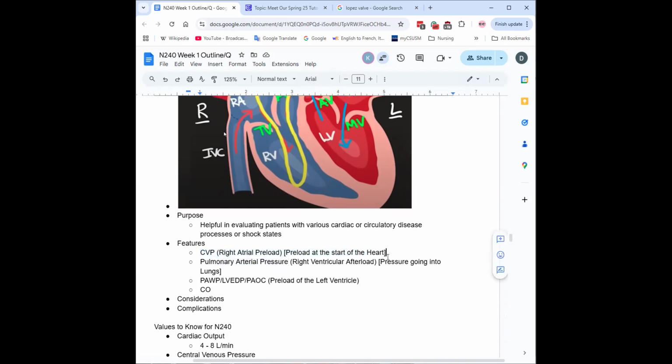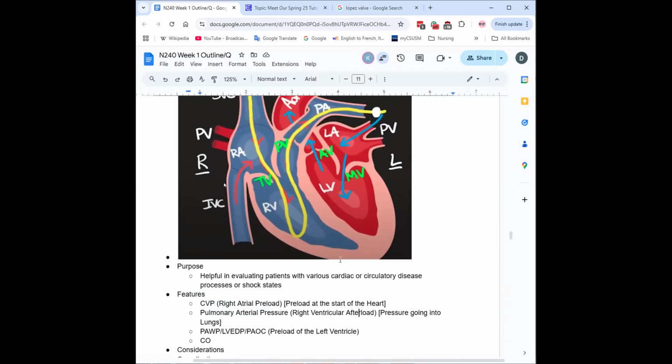So again, CVP is essentially the preload of your right side of the heart at the very start. Pulmonary arterial pressure is the pressure in the lungs. Yeah, wedge pressure. So I actually haven't even gotten to that point quite yet.